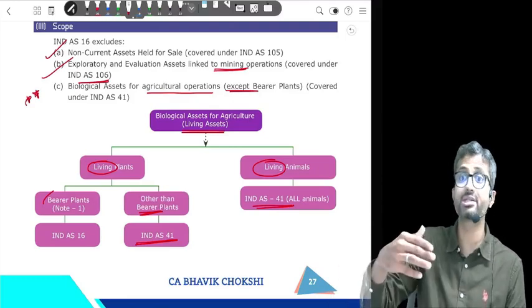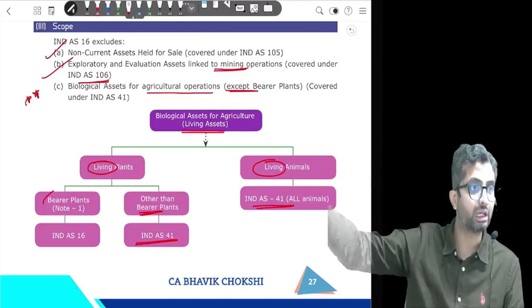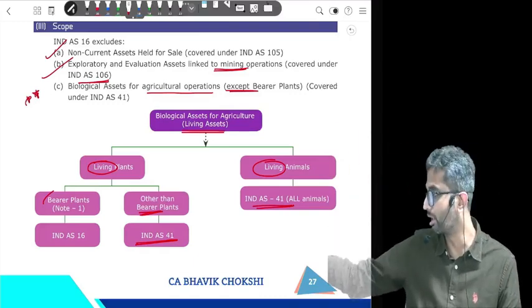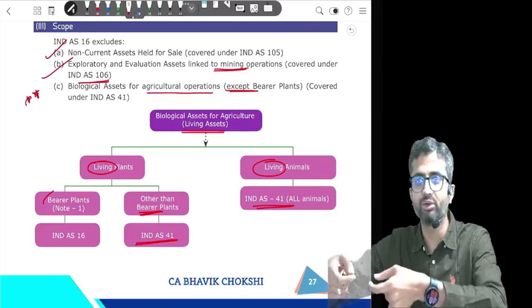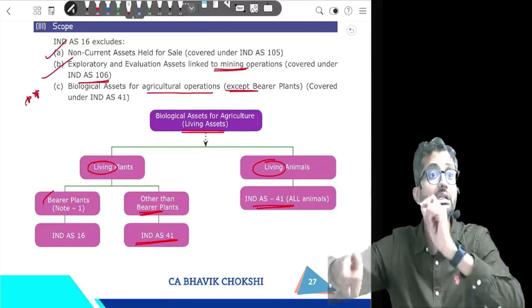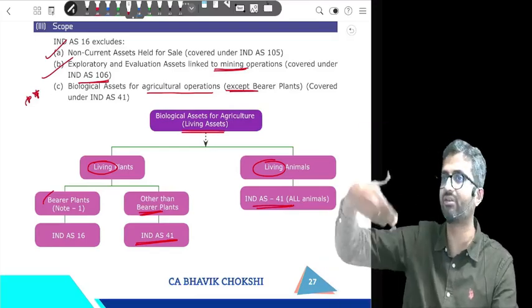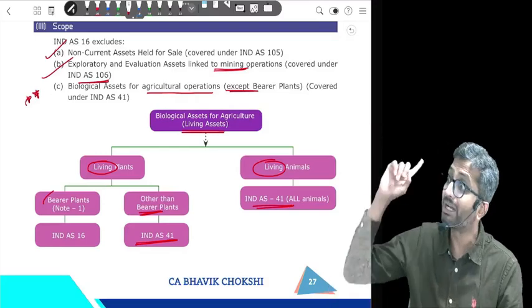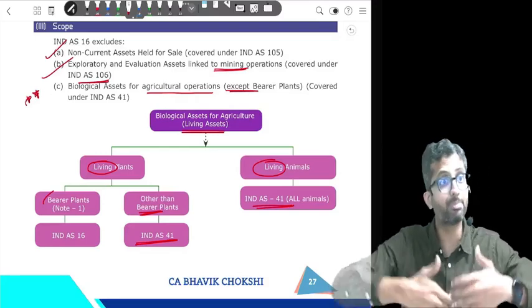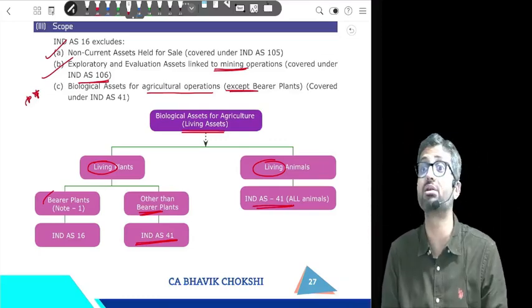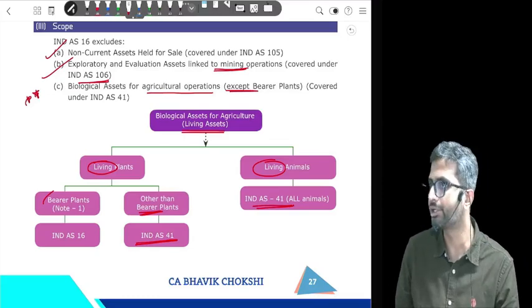So if you see a question where there is a grapevine, or a mango tree, or a coconut tree, all of these fruit plantations, or tea leaves. If you see tea crops also, people just take the leaves and they trim the crops. They don't uproot it. They have a life of more than 12 months. So if you open Tata Tea's balance sheet, you will see the tea plantations as bearer plants covered by Ind AS 16, because Tata Tea has tea plantations, right?